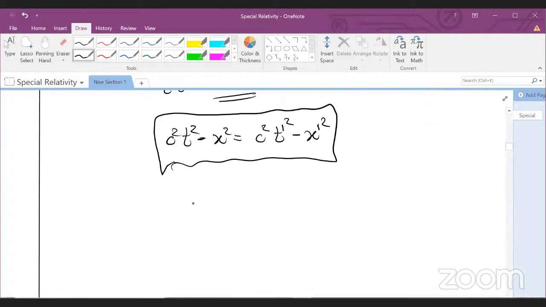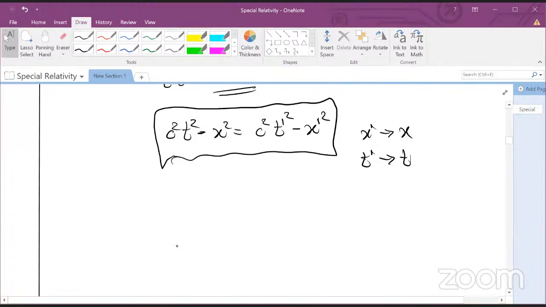And we get a relation between x dash and x, t dash and t to be, anyone, any idea? If anyone remembers. Okay, I'll write it. It is x dash equals x minus vt by square root of 1 minus v square by c square.